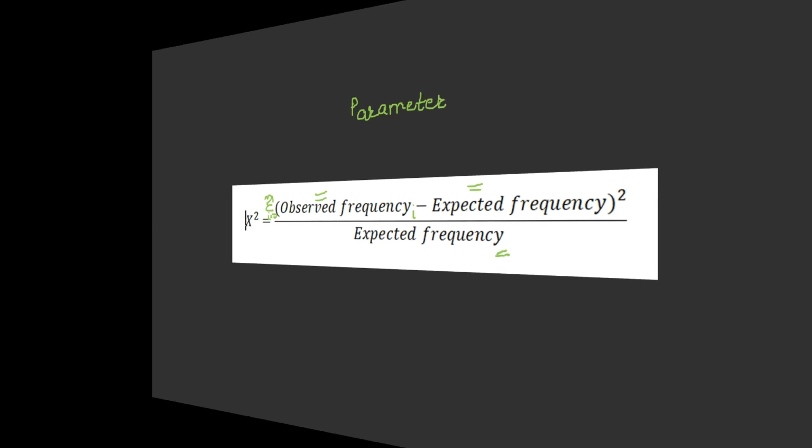So that's the formula we'll be working on in the chi-square test. It's basically the observed frequency minus the expected frequency, raised to the power of 2, divided by the expected frequency. There is a summation over here from i equals 0 to the number of entries we have. So let's understand how this formula works.